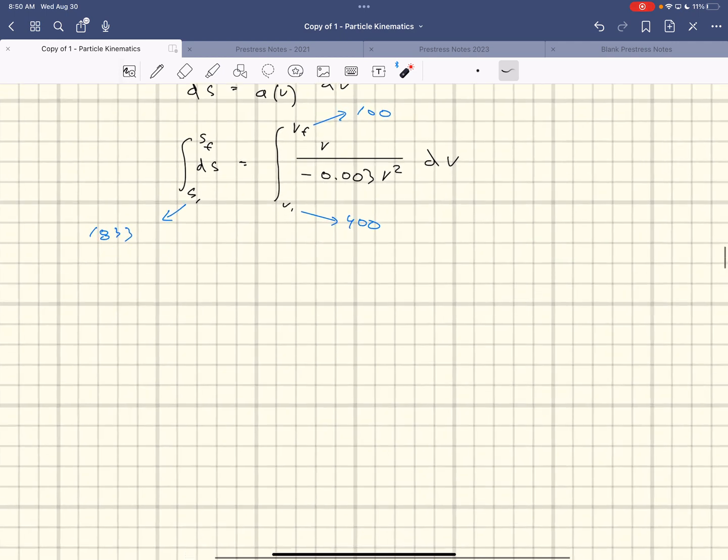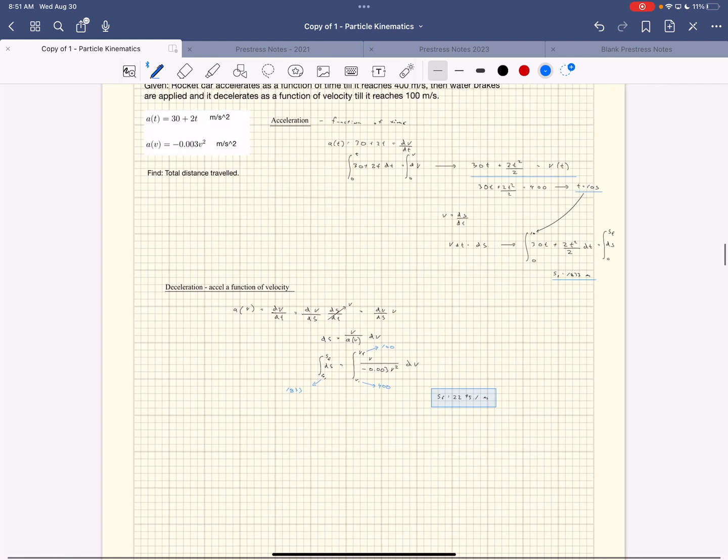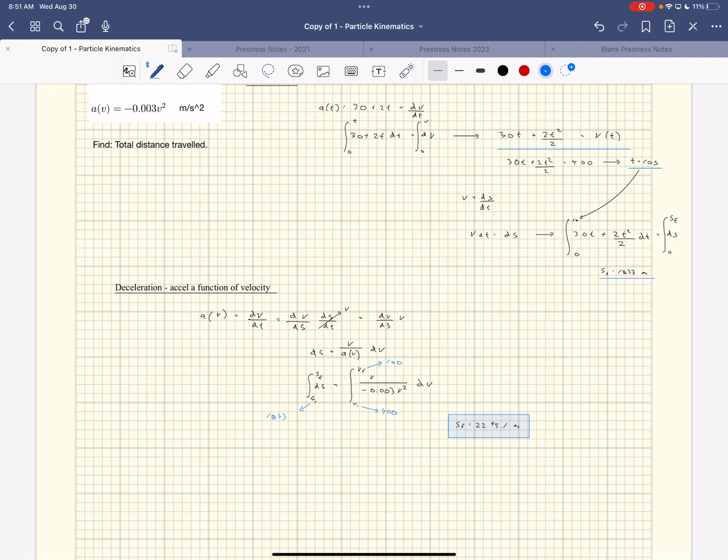So if you plug everything in there, what it gives you for the answer here is SF equal to 2295.1 meters. Play around with that. Come back to these problems and see if you can get the same answer by plugging stuff into your calculator. Make sure that you can get there.